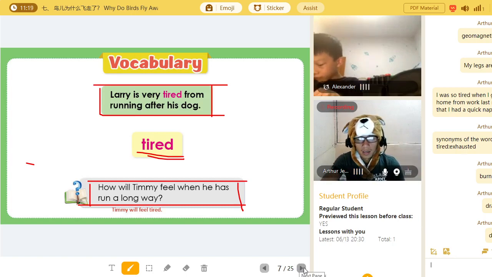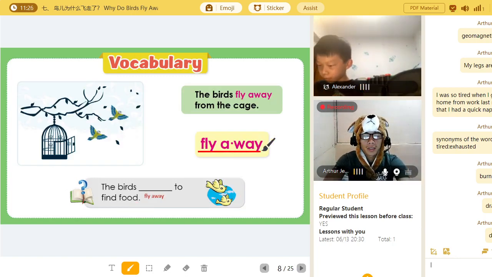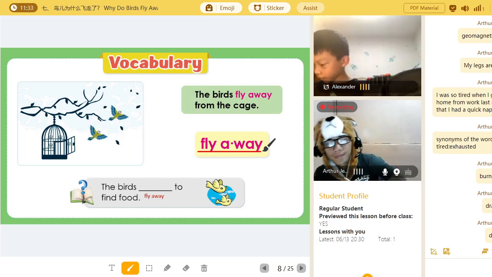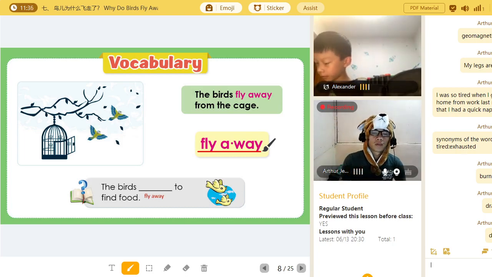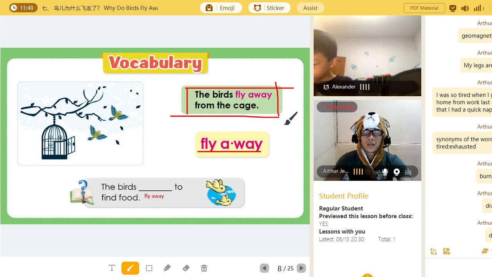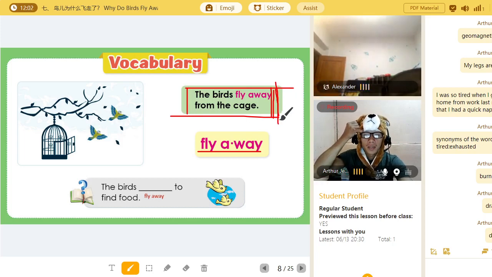Let's run. And stop. Next word is fly away. Please read three times. Fly away, fly away, fly away. All right, and let us read the sample sentence. Okay, please read. The birds fly away from the cage. Good job.